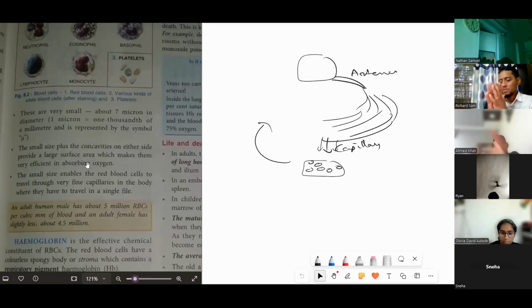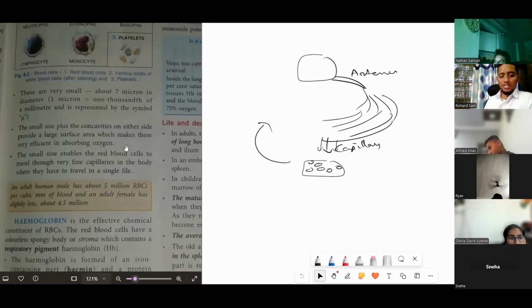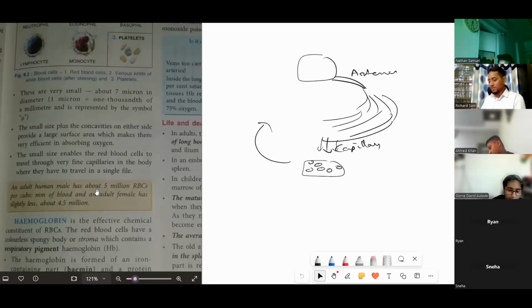Now, what is the advantage of being so flat? It can pass through the smallest capillaries. Actually, there's more surface area, and more surface means more ability to absorb oxygen. Also, the small size helps them to pass through the fine capillaries. Capillaries are so narrow that RBCs have to go one by one. Only that much space is there. They can't even hold hands and go two by two, because there's no gap. The size of a capillary is thinner than your hair.